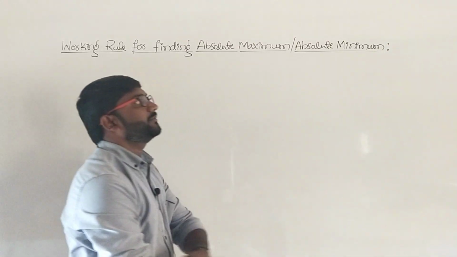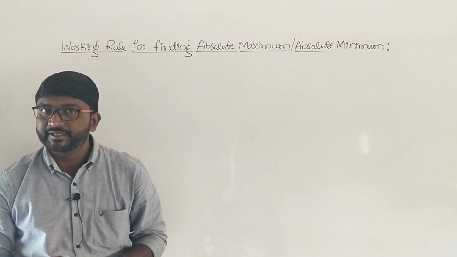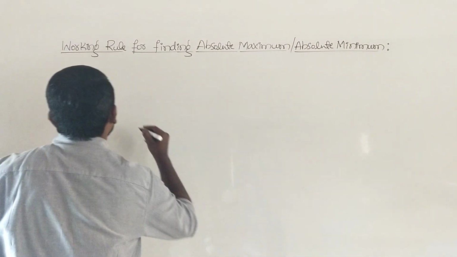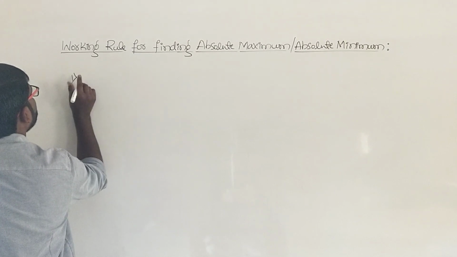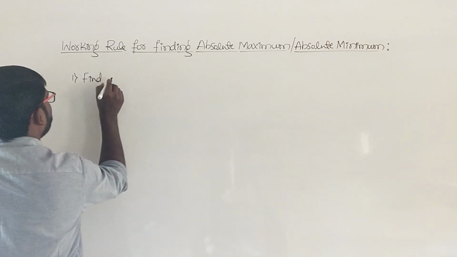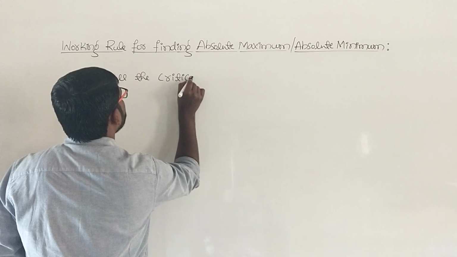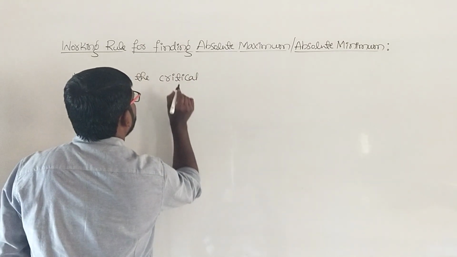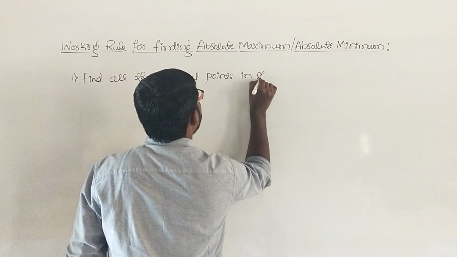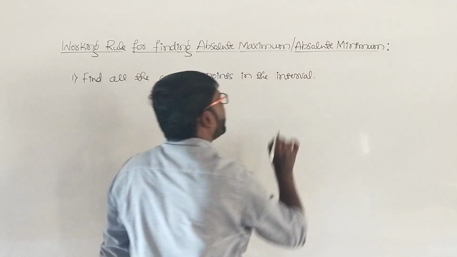Suppose a function is given, you have to take the derivative of the function and equate f dash of x to 0 to get the critical points. So step 1 in this working rule is: find all the critical points in the interval.